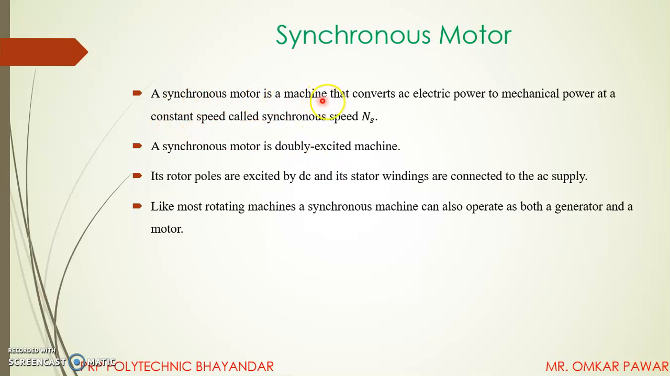So a synchronous motor is a machine that converts AC electrical power to mechanical power at a constant speed, that is, the synchronous speed. A synchronous motor is a doubly excited machine because we give an AC supply to the stator winding and a DC supply to the rotor winding. Basically we give two different types of supply, or two excitations, to create two different magnetic fields, so we call it a doubly excited machine. Its rotor poles are excited by DC and its stator windings are connected to the AC supply. Like most rotating machines, a synchronous machine can operate as both a generator and a motor, but with some modification.